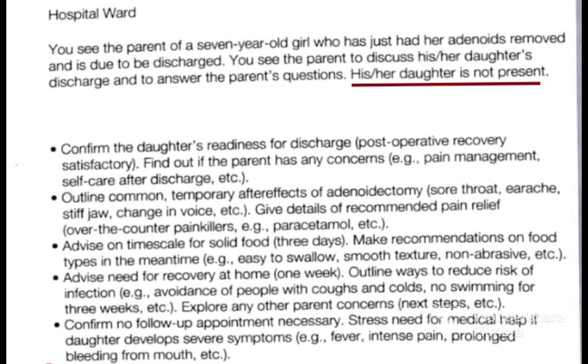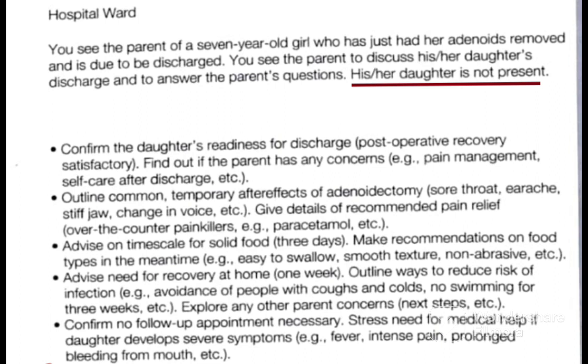And the next task is hospital ward. You see the parent of a 7-year-old girl who has just had her adenoids removed and is due for discharge. You see the parent to discuss his or her daughter's discharge and to answer the parent's questions. His or her daughter is not present. Here also you have to take care. Patient is not present, daughter is not present. So your talk is going on in the corridor or in the nursing station or somewhere else. So the confirmation of the patient's name is mandatory.